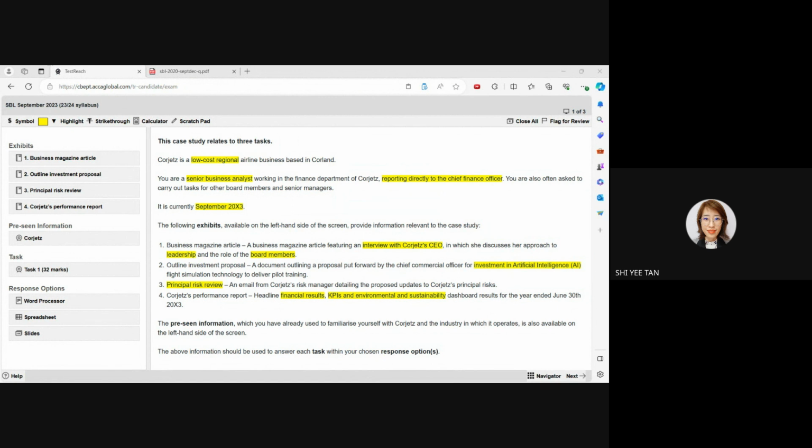Okay, this case study relates to 3 tasks. All the while is 3 tasks already now. You have 3 questions already. For SBL, it's already fixed to have 3 questions, right?